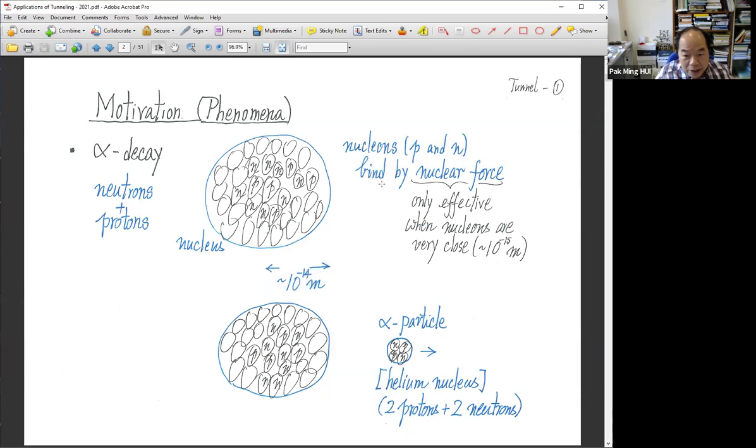Inside the nucleus, we know that there are many protons and neutrons. Alpha particle, from high school, you know that it is a collection of 2 neutrons, 2 protons, the so-called helium nucleus. Okay, and then it will come out. So that is the phenomenon, alpha decay. The question here is, let's look at some numbers and then we know what really is the question.